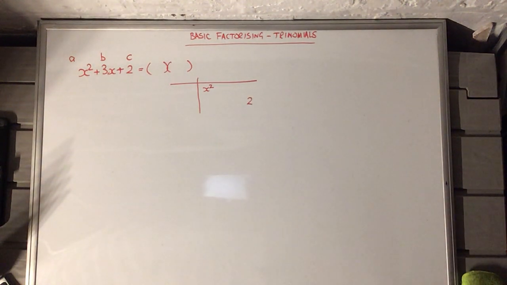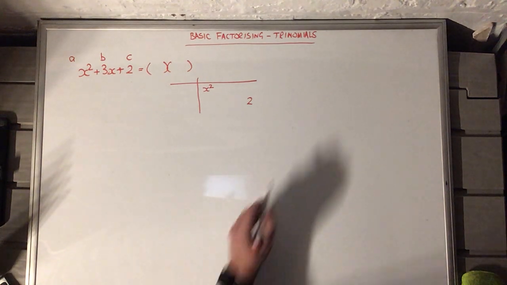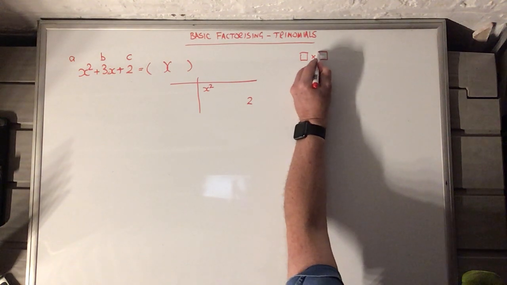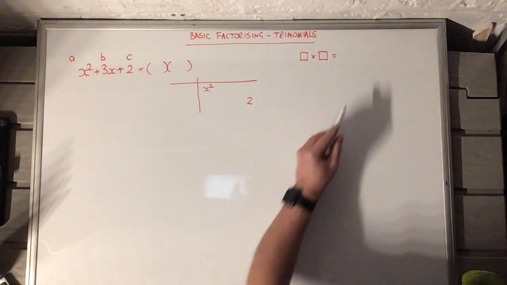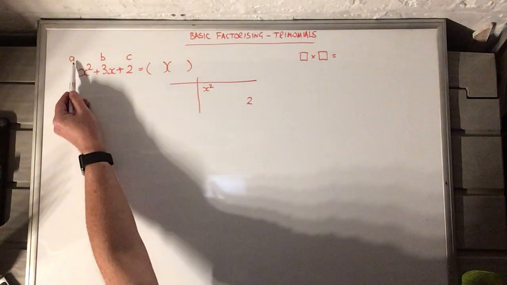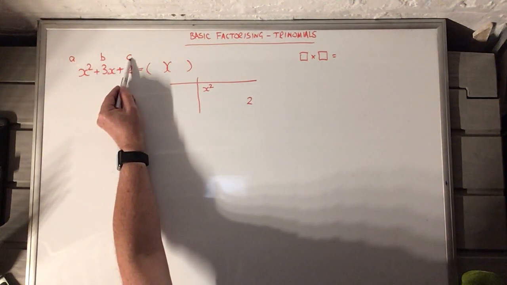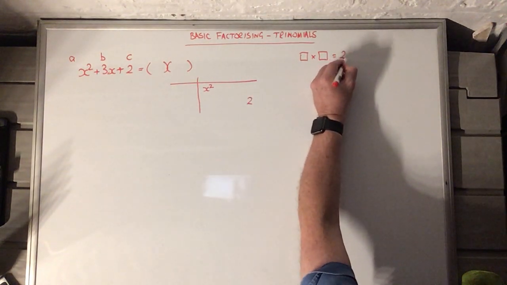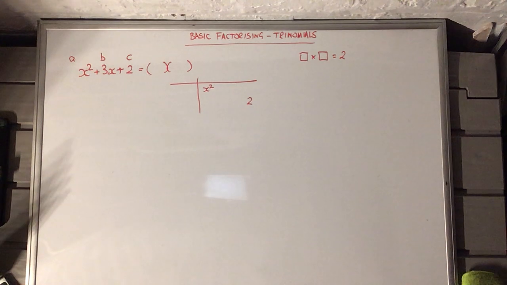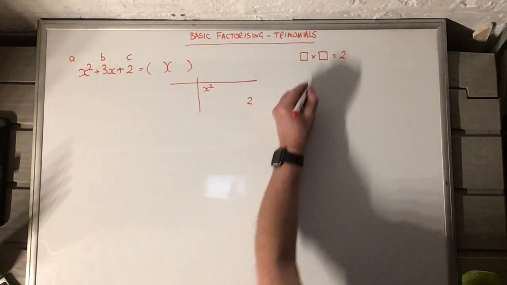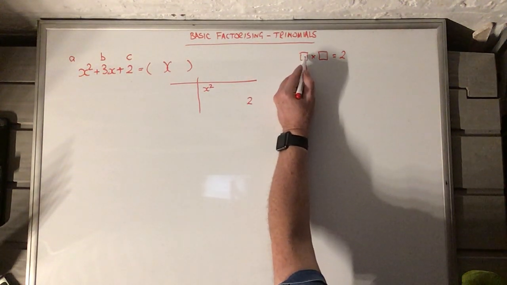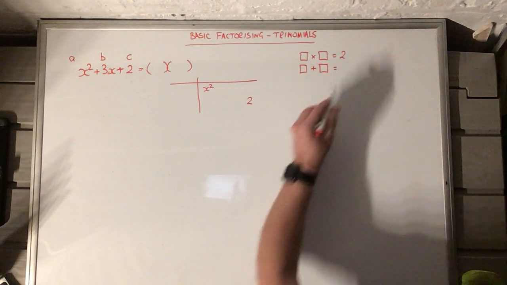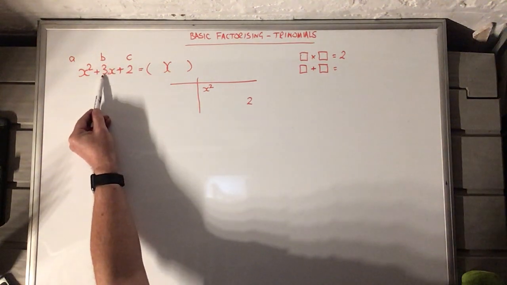Now this is the tricky bit coming up. We need two numbers that multiply. So here I'll put wee boxes for the numbers. We need two numbers that multiply to give us the value of a times c. So a times c, well that's 1 times 2. So when they multiply together, they must give me 2. And at the same time, these two numbers must add together to give me the middle term, the b value here, which is a positive 3.